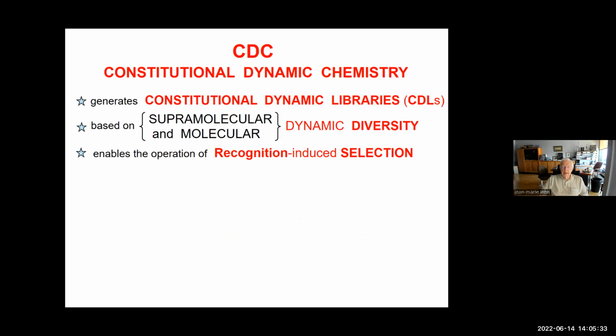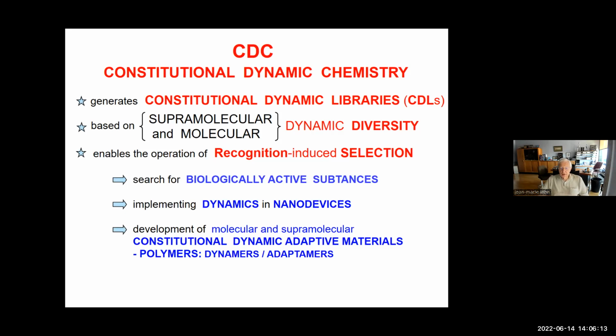Now, what is this good for? Is it good for anything? So what are the advantages? First of all, this constitutional dynamic chemistry, CDC, generates libraries, sets of entities, which represent the different combinations of the components. It generates dynamic diversity of either supramolecular or molecular level, and it enables also selection processes which are determined by recognition patterns and recognition type of interactions. What is it good for? It could be interesting for searching for biologically active substances. Why not also nano devices which can be made dynamic? And also, of course, materials which can also be made dynamic, such as dynamic polymers.